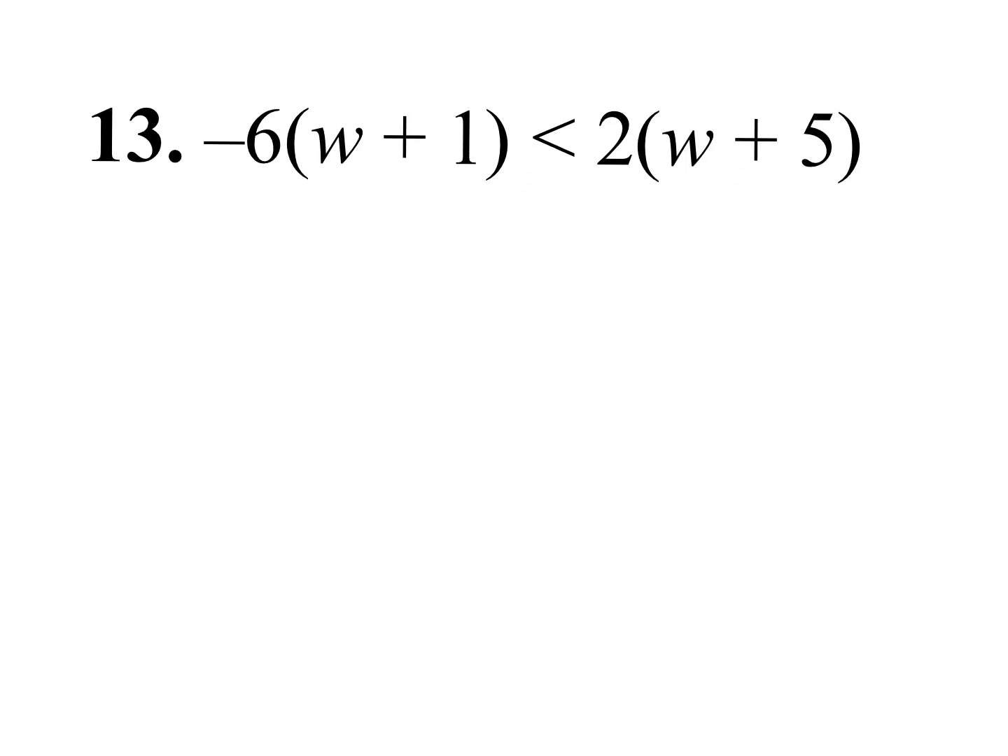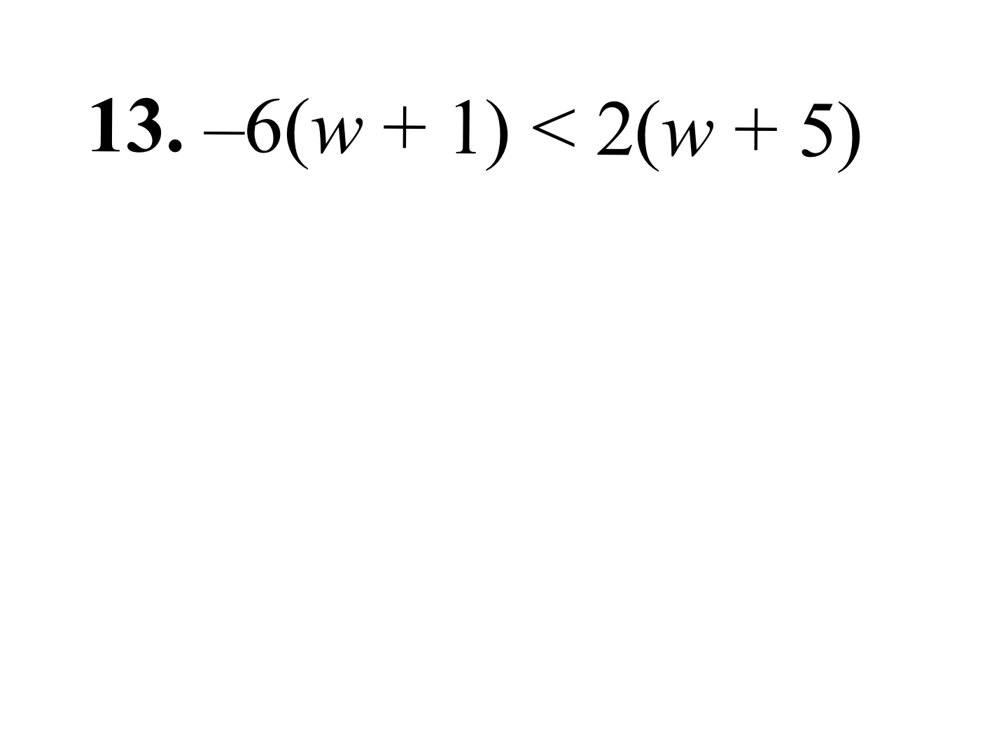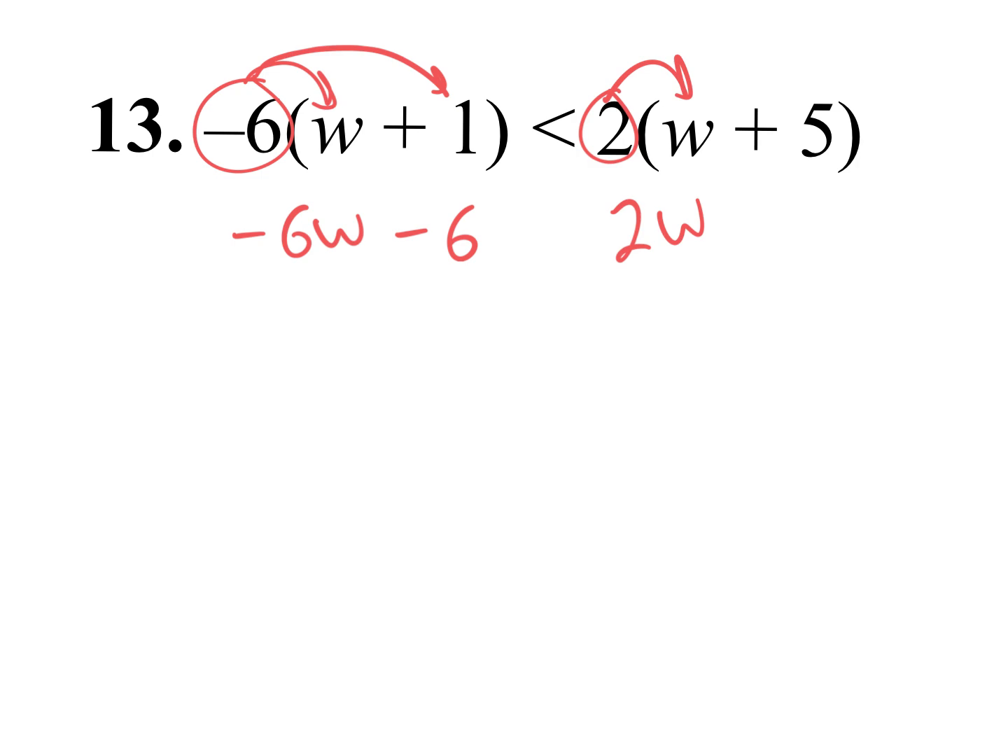This one's extra fun because there's distributive property on both sides. So we are going to distribute negative 6 times w, that's negative 6w. Negative 6 times 1, that's negative 6. And then we're going to distribute the 2 times w, that's 2w. And the 2 times positive 5, that's a positive 10. So we have distributed. We still have that inequality symbol. The only time you change it is on your last step if you multiply or divide by a negative.